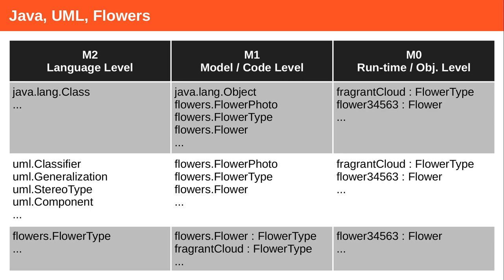And then we have the M2 level, which is the languages level, or meta model, or meta object level, meta class level, where we would have the modeling concepts. That would be the classifier, the generalization concept from UML, but it's also the Java programming language elements like classes and keywords and so forth.